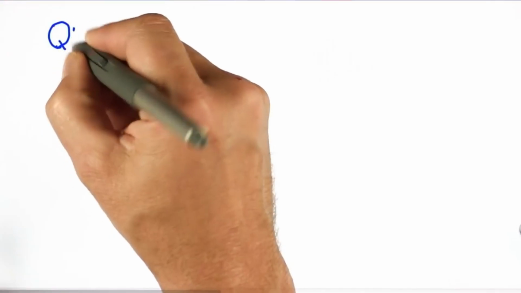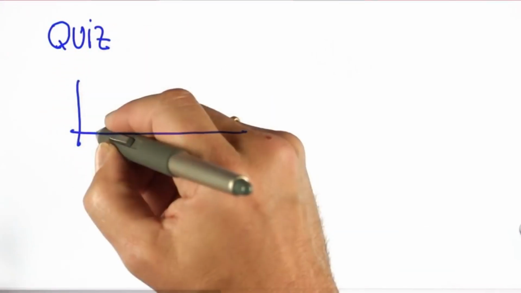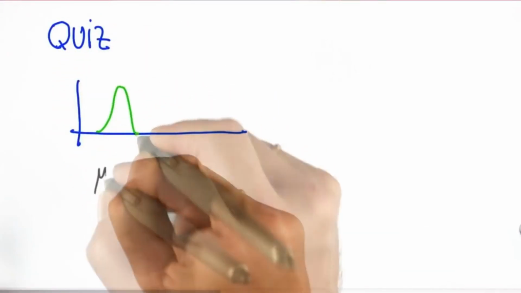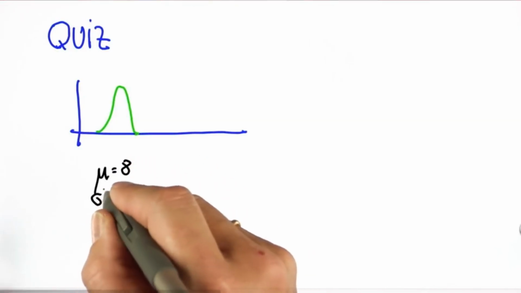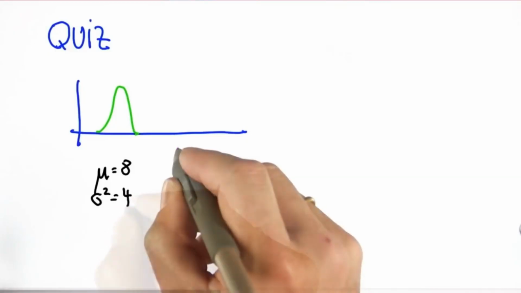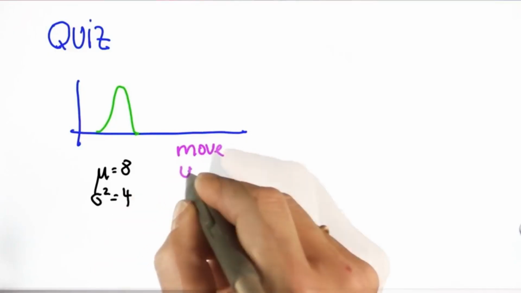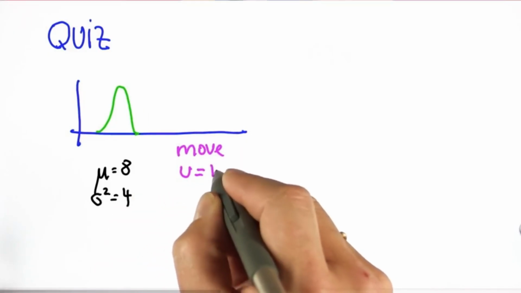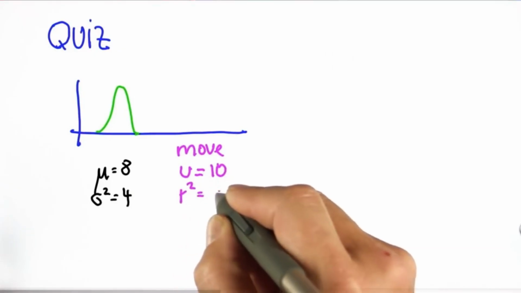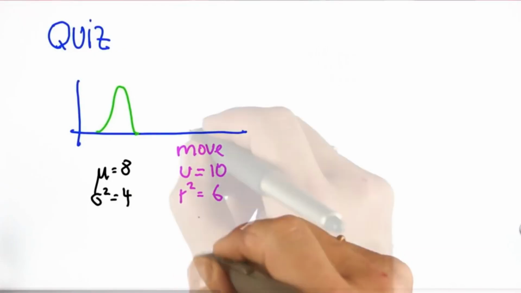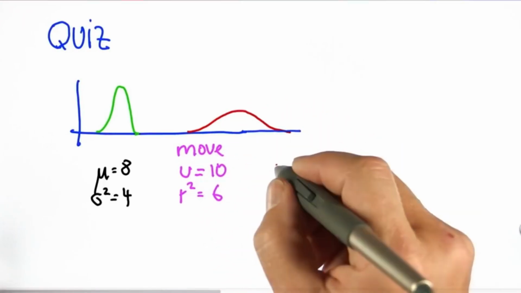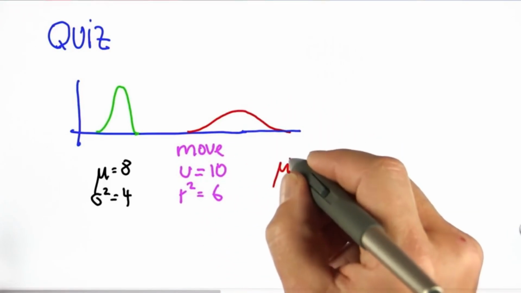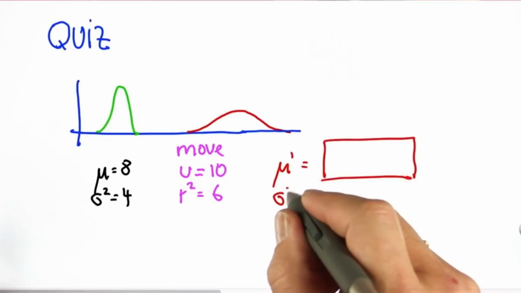Since it was so simple, let me quiz you. We have a Gaussian before the prediction step, for which mu equals 8 and sigma square equals 4. We then move to the right, a total of 10, with a motion uncertainty of 6. Now describe to me the predicted Gaussian and give me the new mu and the new sigma square.